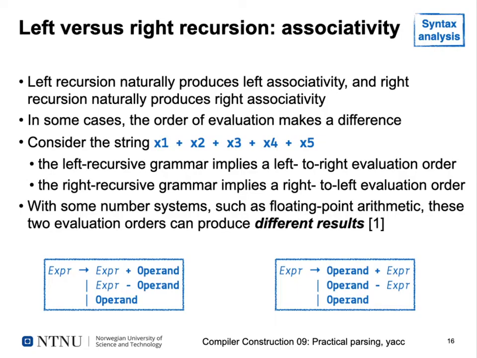So consider this expression here, x1 plus x2 plus x3 plus x4 plus x5. The left recursive grammar here implies a left to right evaluation order, obviously, and the right recursive grammar would imply a right to left evaluation order. Now, for integer numbers, this usually doesn't make a big difference. Of course, you can also have integer overflows, but for different number systems, especially floating point arithmetic, these two evaluation orders can definitely produce different results.